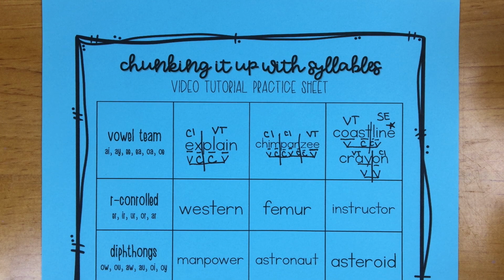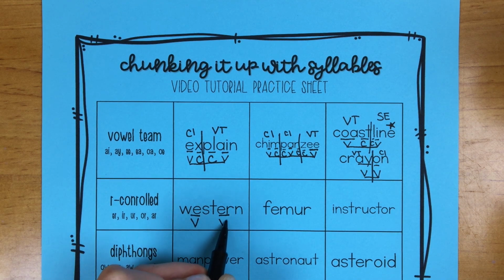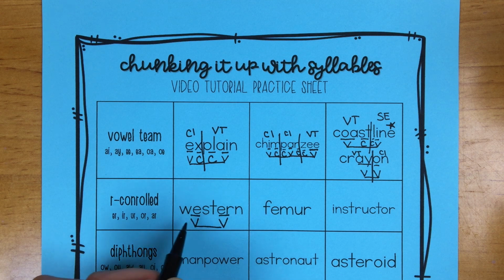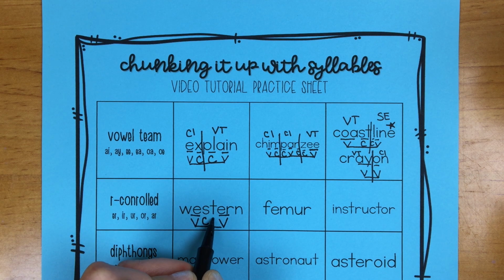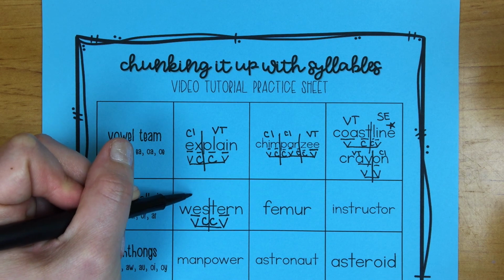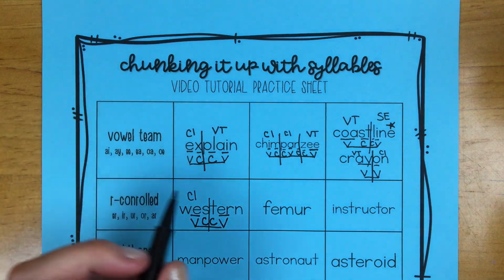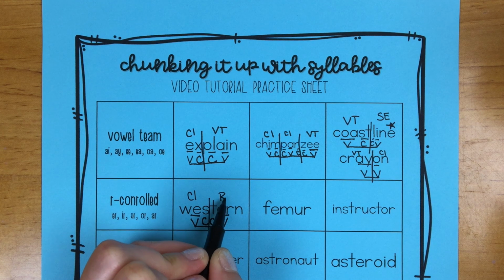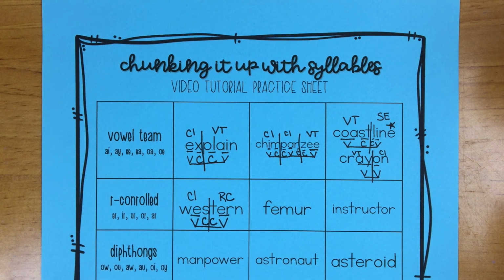Next, let's look at syllables with R-controlled vowels. Again, I'm going to look for the first two vowel sounds. I'm going to label my vowels and look for my consonants and divide between them. Here's a closed syllable, and here is an R-controlled syllable.